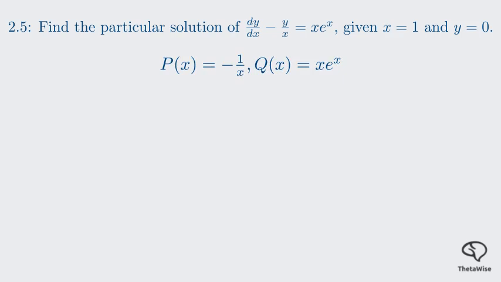Next, the integrating factor. Mu of x equals e to the integral of negative 1 over x dx. The integral of negative 1 over x is negative ln x. So our integrating factor is e to the power of negative ln x.